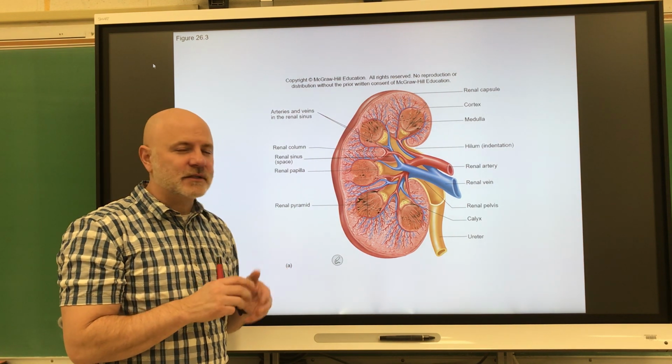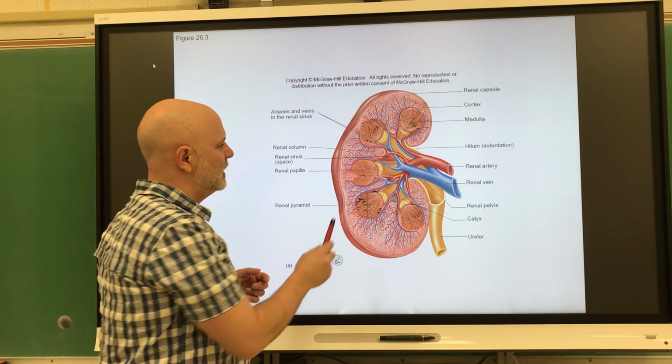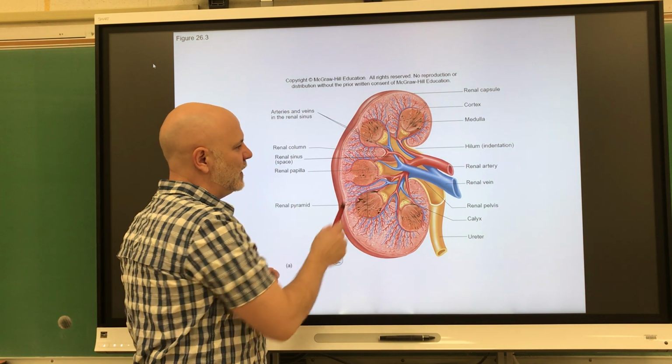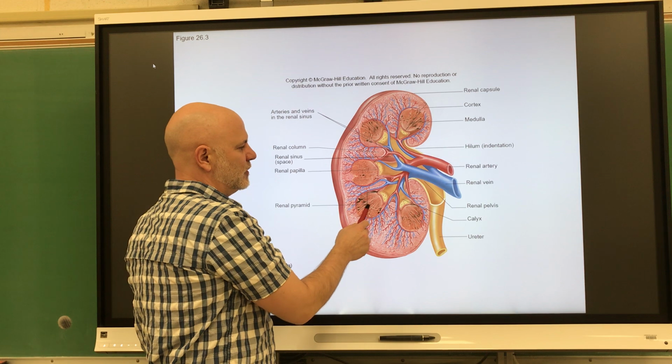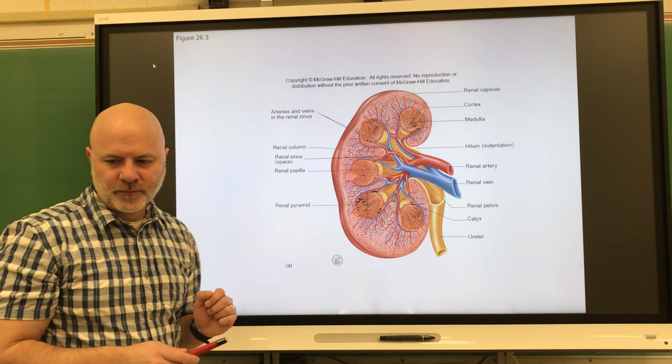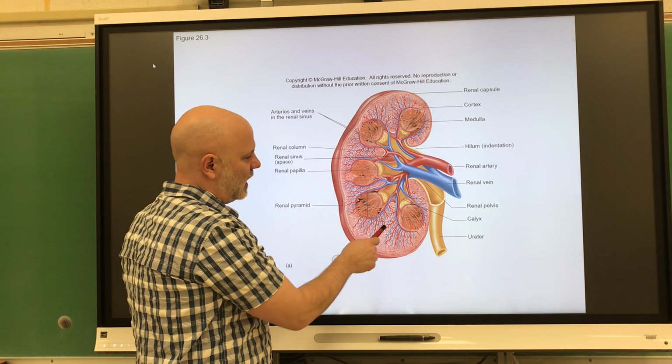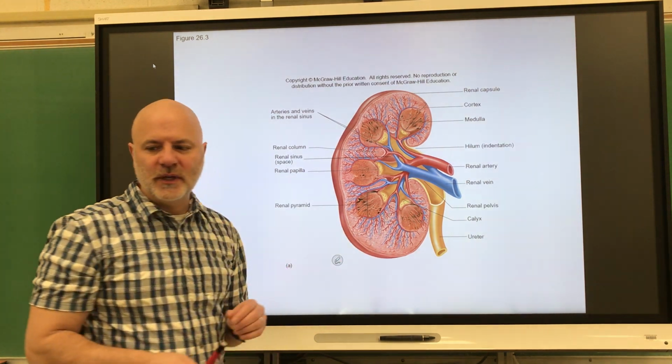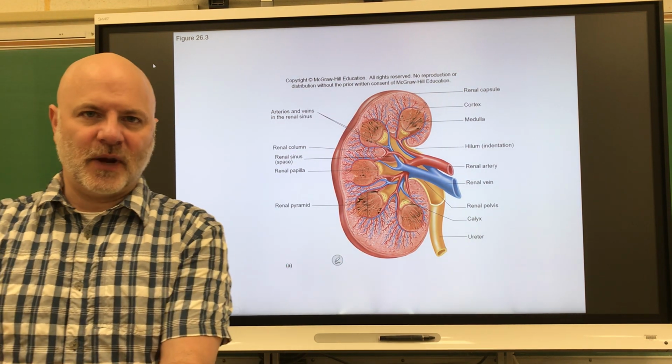Those are the ends of what are known as collecting ducts. There are collecting ducts within the pyramids, which are tubes that have urine in them that are transporting urine out that way. Next are renal columns. These are the renal columns. They are between the pyramids. They separate the pyramids.